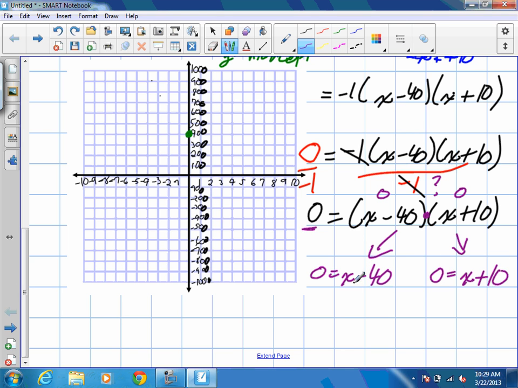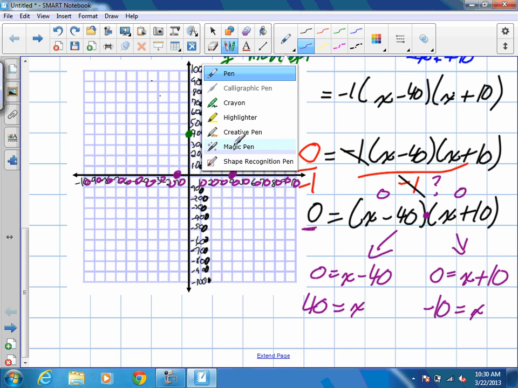When I move 40 to the other side, what will it become? Positive 40. And when I move 10 to the other side, what will it become? Negative 10. So negative 10 and positive 40 are our two x-intercepts. These are supposed to go by 10s, so imagine these are going by 10s also. Okay, so we have positive 40, which is here, and we have negative 10, which is here.